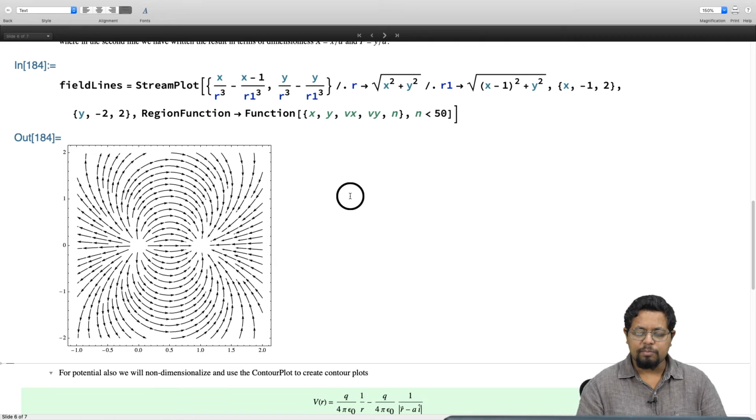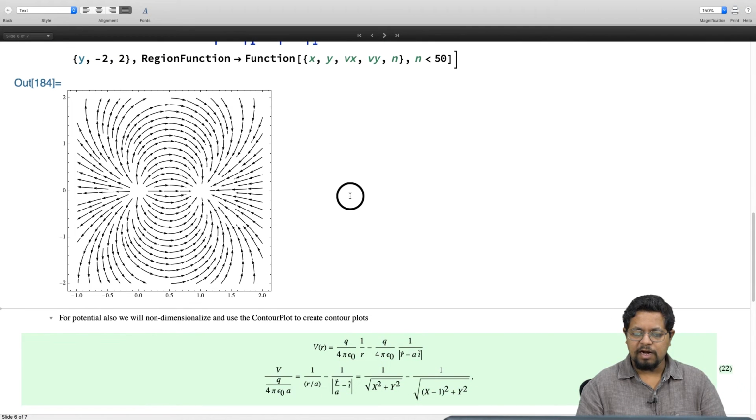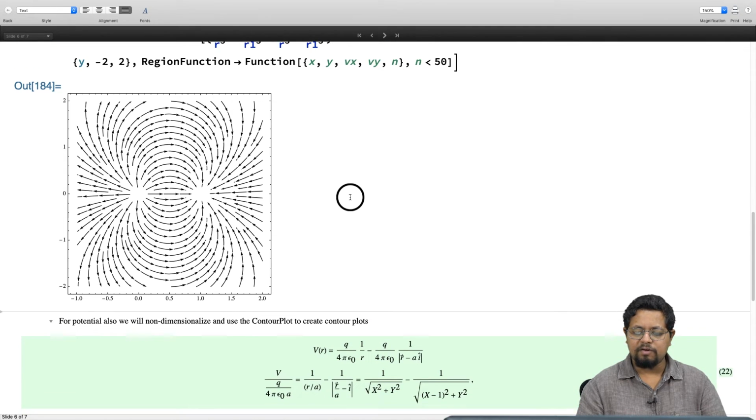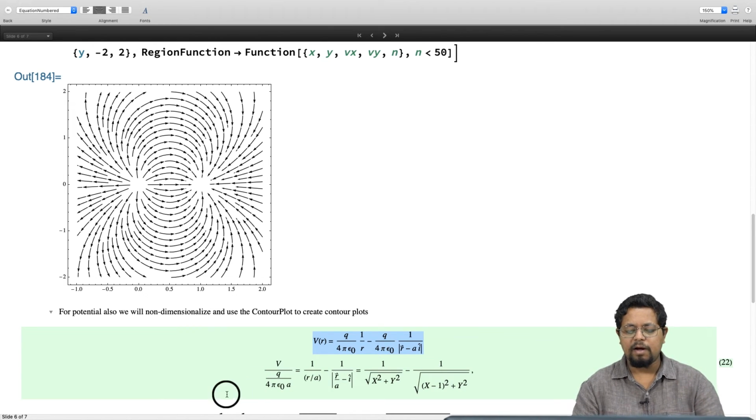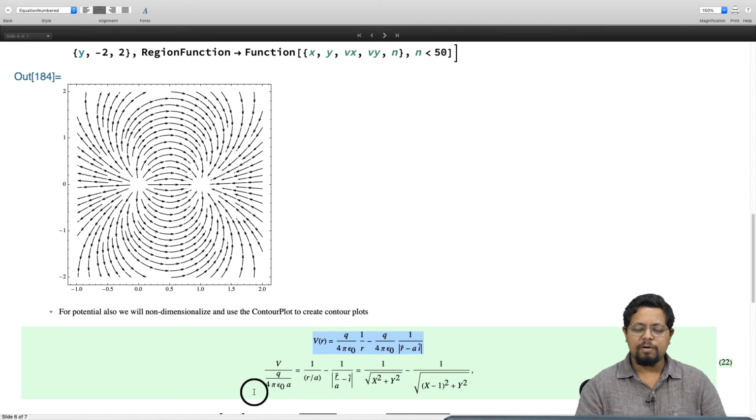Now I can also work out the potential for the dipole. Non-dimensionalizing in a similar way, I've got the potential for the dipole as q by 4 pi epsilon times 1 by r minus q by 4 pi epsilon times 1 by the mod of r minus a i hat. Non-dimensionalizing this expression in the same way as for the electric field, except for potential I divide by q by 4 pi epsilon a, which is the dimension of the potential. Then I am left with 1 by r by a minus 1 by the magnitude of r by a minus i hat.